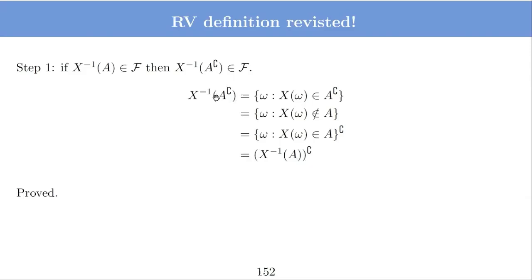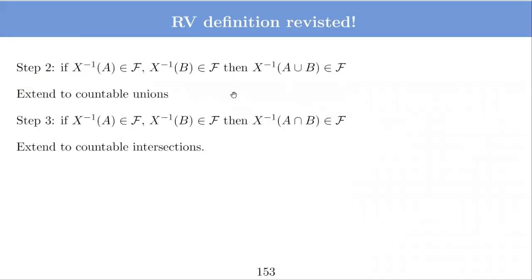So this means X inverse of the A complement is also in the sigma algebra. Okay. Similarly, you can show that if X inverse of A is in F and X inverse of B is in F, then X inverse of A union B is also in F. Okay, you can write the same argument in the same way, and you can prove that. You can construct the set of all omega and prove this. Similarly, you can also say that if the pre-images of A and B belong to F, then the pre-image of A intersection B also belongs to F. And this you can also extend for countable unions in the same fashion.